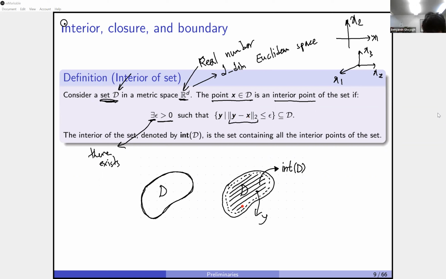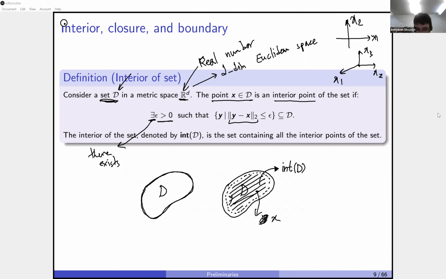So consider this is the point x. For any other point y, y minus x is inside the set. It means the difference, where it is less than epsilon, is inside a subset of D. What does it mean? For example, if a point is on the boundary, then this condition is not satisfied. Or if it is outside of the set, it's not satisfied.